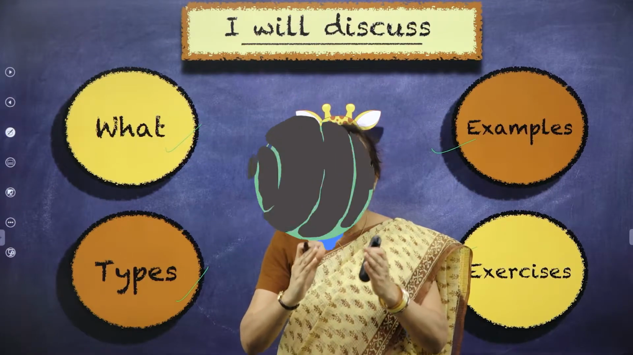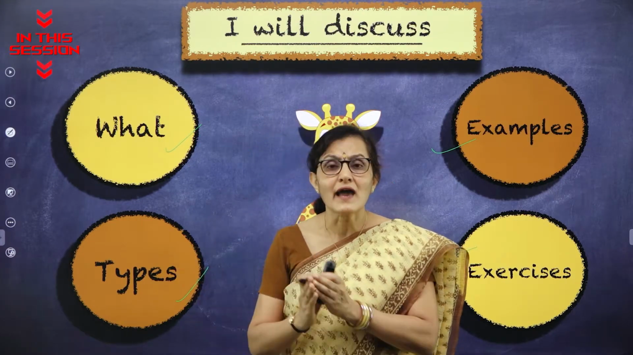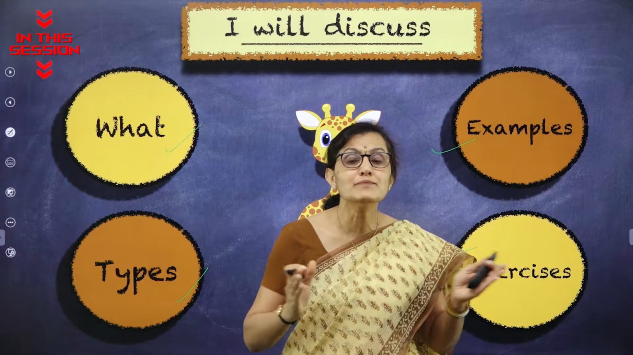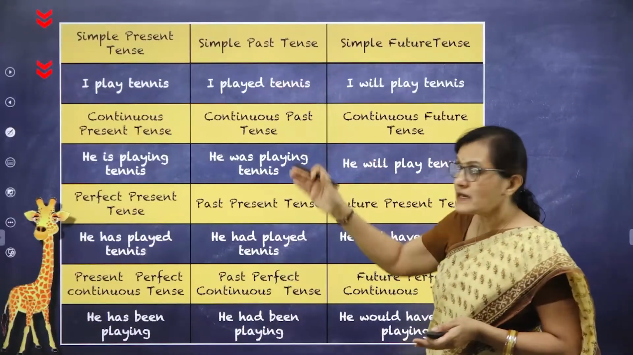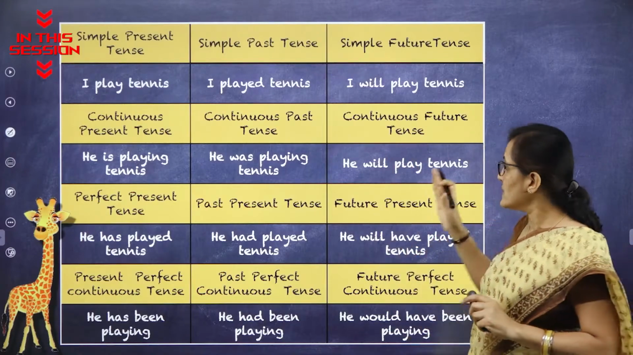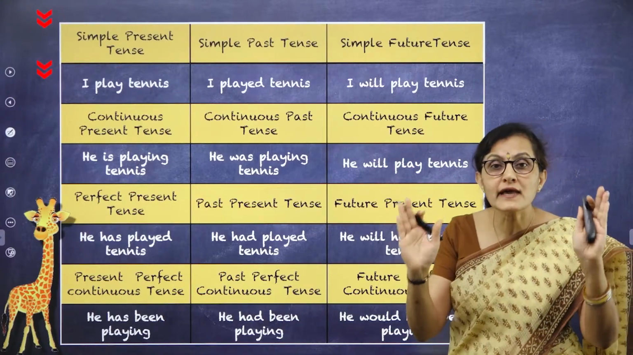A particular time and a particular action with a particular subject. There are 16 types of tenses. If you only follow this table, your whole tense lesson is done.